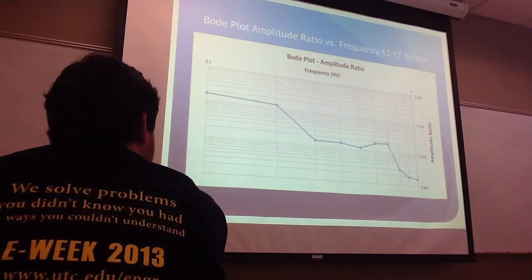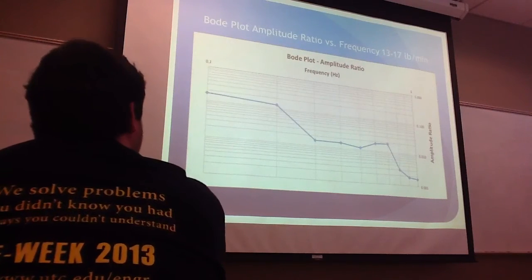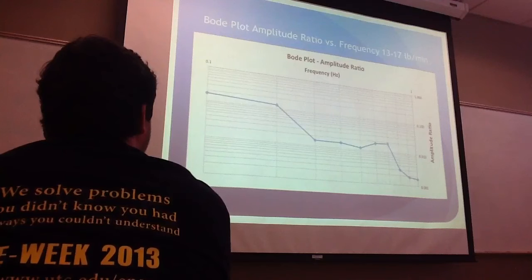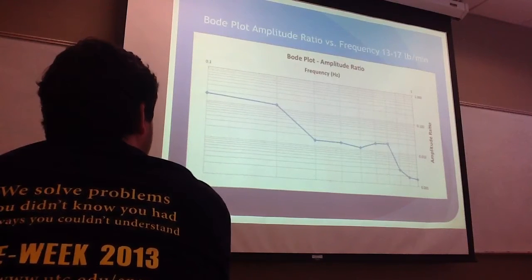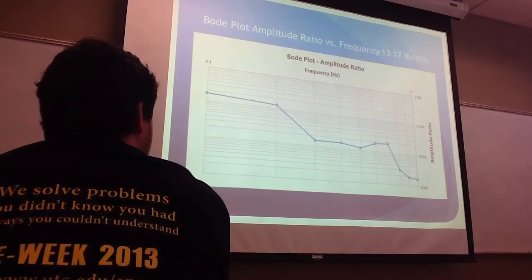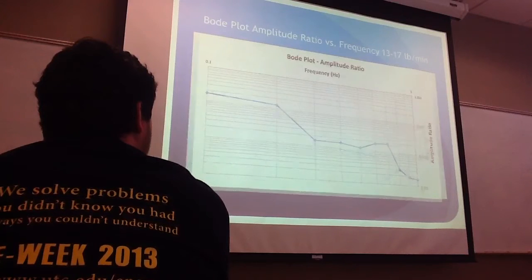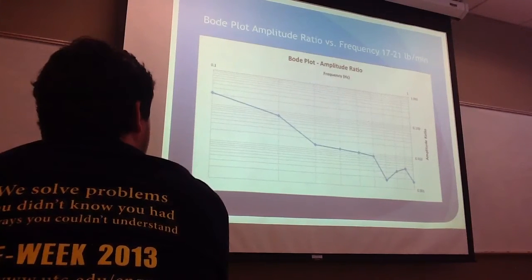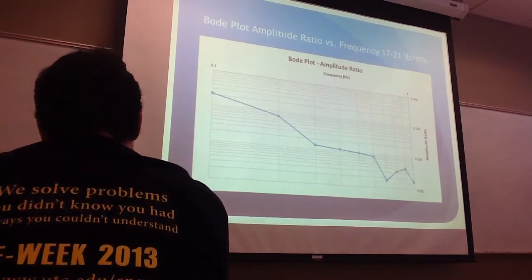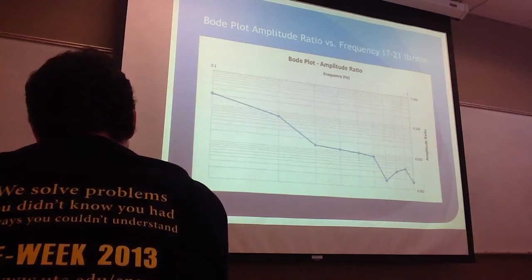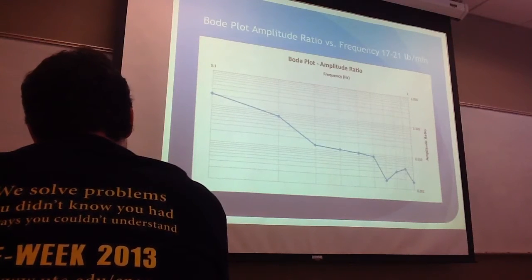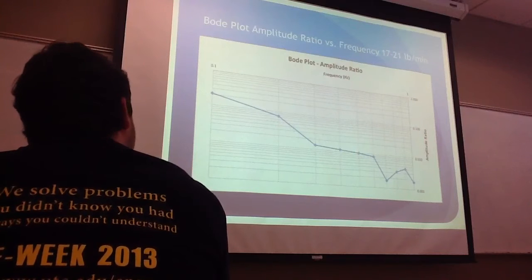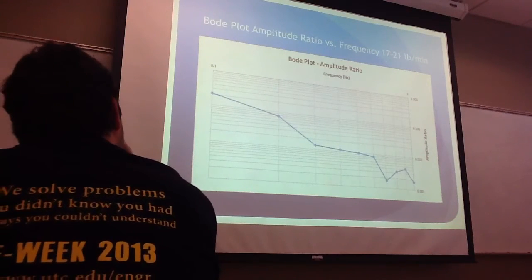Here's for our regions 13 through 17 pounds per minute, and here we have a small spike at around 0.8 frequency, or 0.8 hertz. And it continues to decrease from there. From region 17 through 21, we have a small spike at 0.9 as it continues to decrease as the frequency increases.